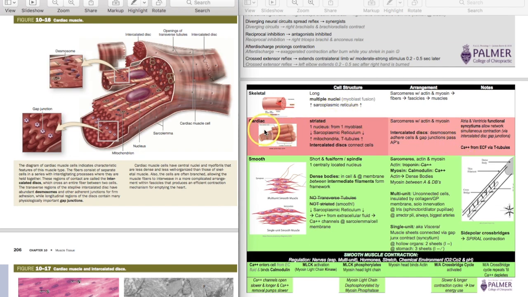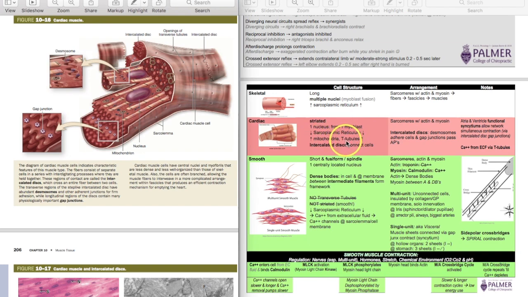So back down here to the cardiac muscle cells, I've got a little picture here and a better picture on the left. It has a striated appearance. It has one nucleus from one myoblast, so it's mononuclear. It has less sarcoplasmic reticulum because it does not have that same internal storage of calcium. We already talked about that. It will have lots of mitochondria, though, and lots of T tubules.